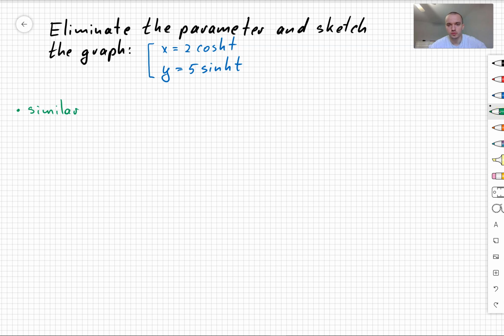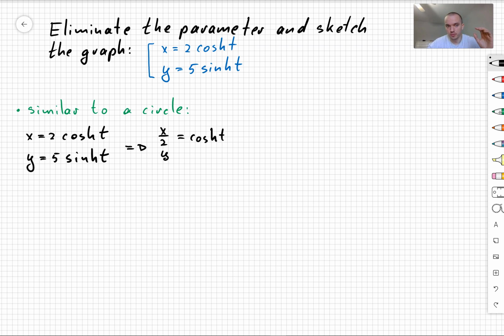Hello guys, in this video I want to find the graph of this parametric equation where x is equal to 2 hyperbolic cosine t and y is equal to 5 times hyperbolic sine t. So it's similar to a circle. What I need to do is take both equations and divide both sides by constants, which are 2 and 5 correspondingly, and then raise both sides to the second power.